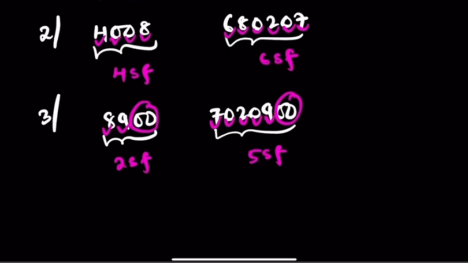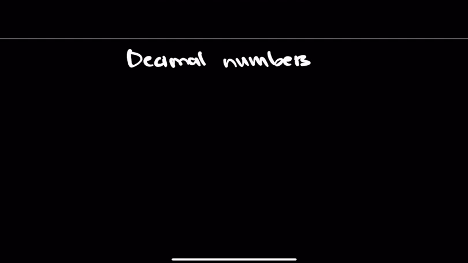Another one, 8000. So these three zeros which are after the non-zero digit will not be counted. So it has only one significant figure. Now let's see how to count significant figures with decimal numbers. Just like whole numbers, there are certain rules to count significant figures with decimal numbers.